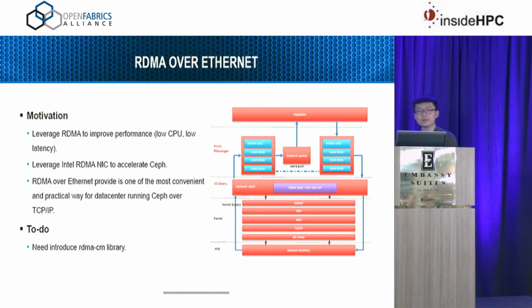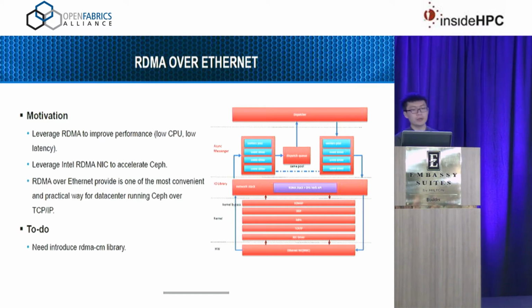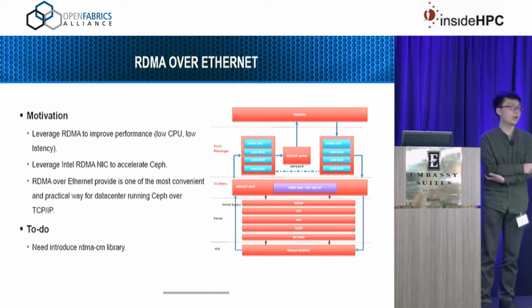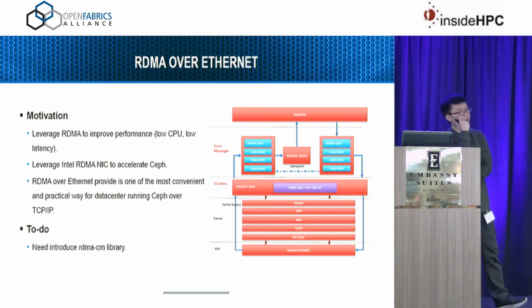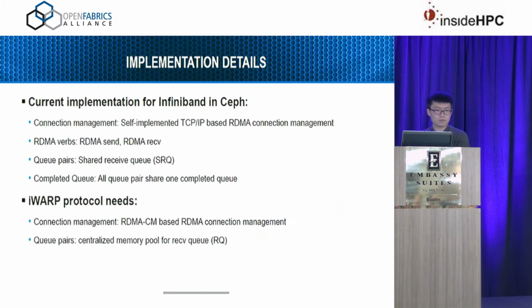RDMA over Ethernet is one of the most convenient and practical ways for data centers running Ceph over TCP/IP. With some investigation, we found that if we want to integrate iWARP into Ceph, we need the RDMA CM library. So here is the more detailed implementation.